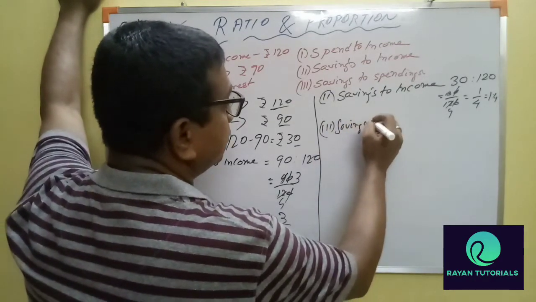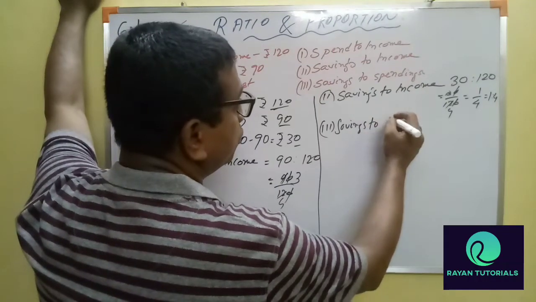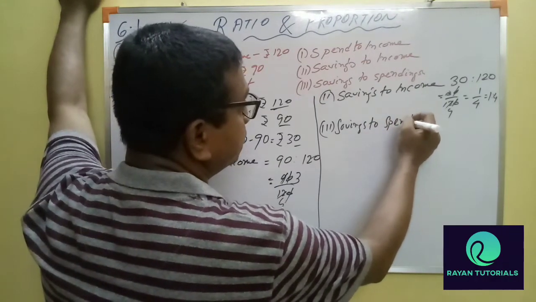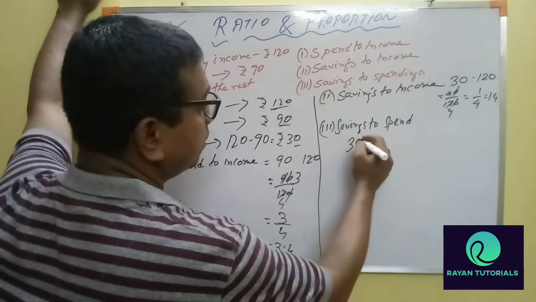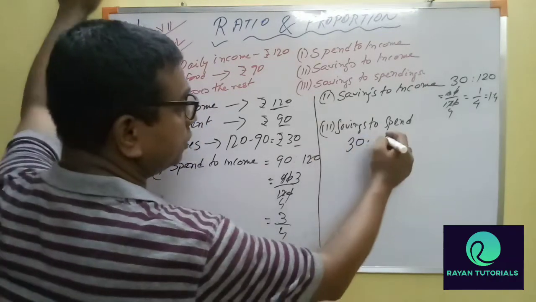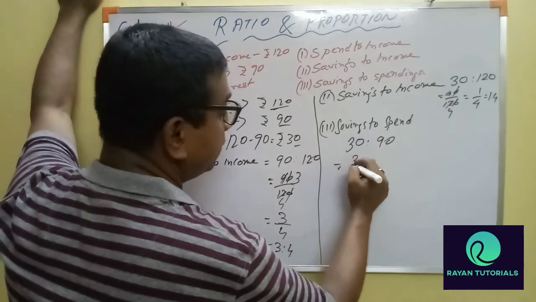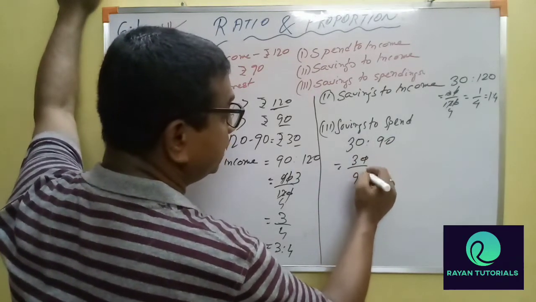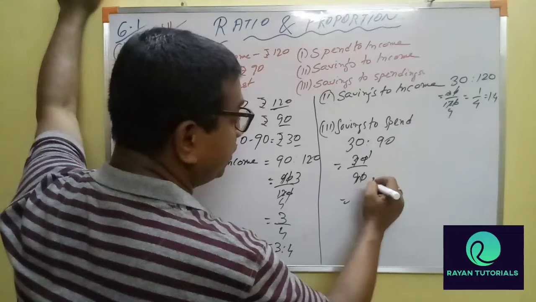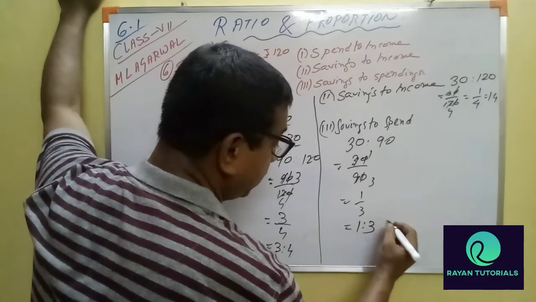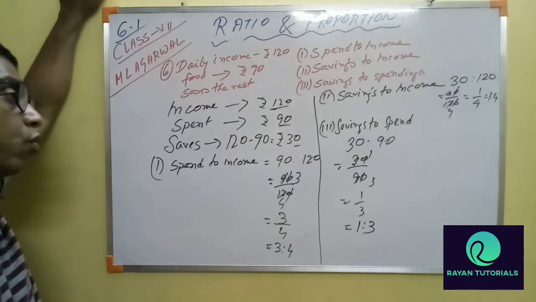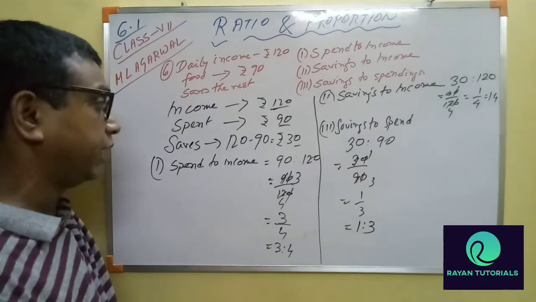Number 3. Savings to spendings. Savings how much? 30 rupees. Spend how much? 90 rupees. That means 30 by 90. 3 1s are 3, 3 3s are 9. 1 is to 3 equals to 1 is to 3. Clear? Okay, one more thing I would like to tell you, my dear students.